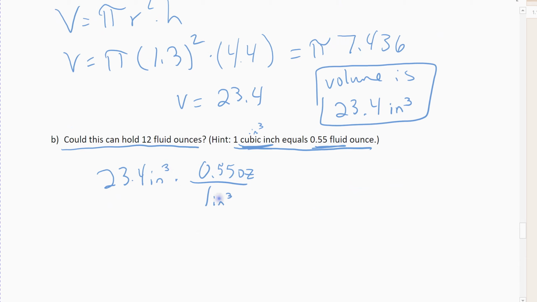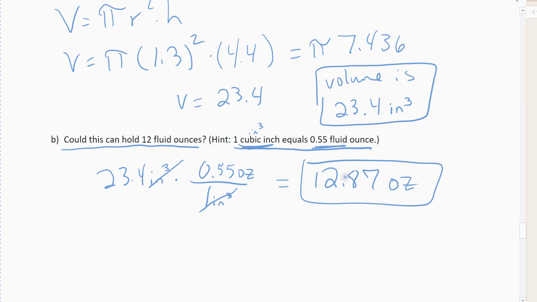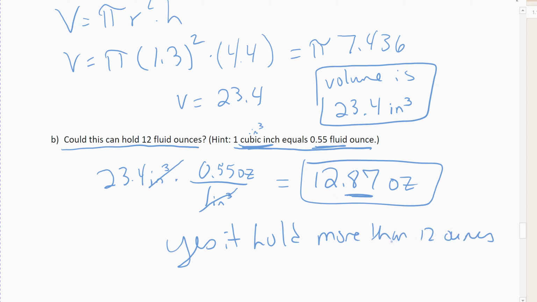And so we multiply like this. I want to cancel the inches cubed, and I want to be left with ounces. So it's going to be 23.4 times the 0.55, which will leave me with my ounces. If we multiply that out, it comes out to 12.87 ounces. So our can holds 12.87 ounces. So can it hold 12? Yeah, it can hold a little bit more than 12. So the answer is yes. It holds more than 12 ounces. Or just yes, it'll hold 12 ounces.